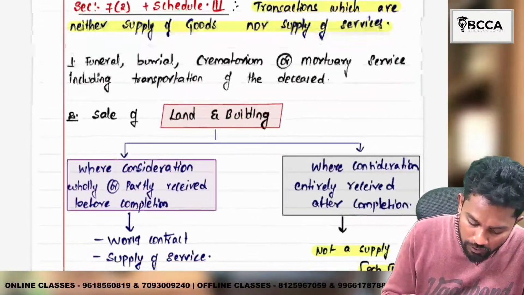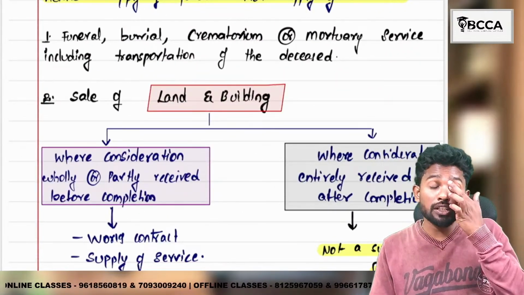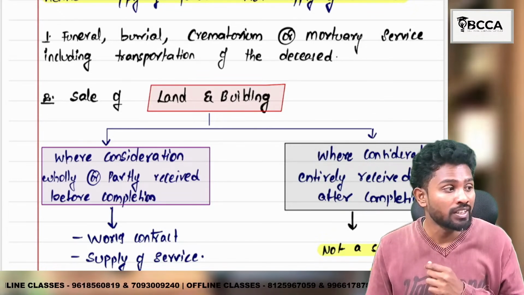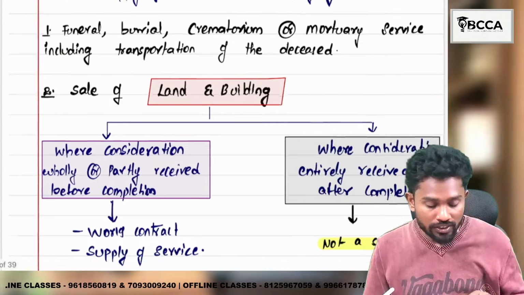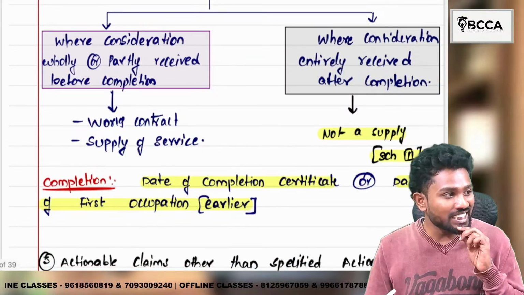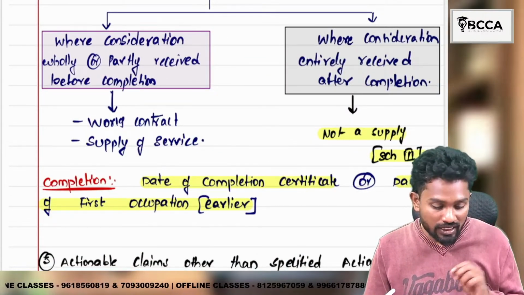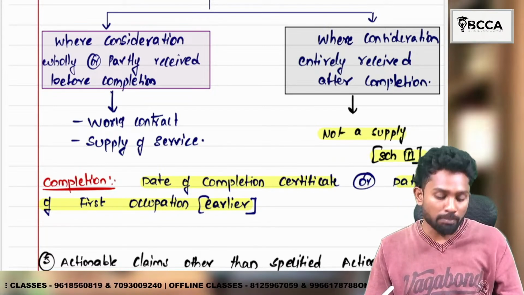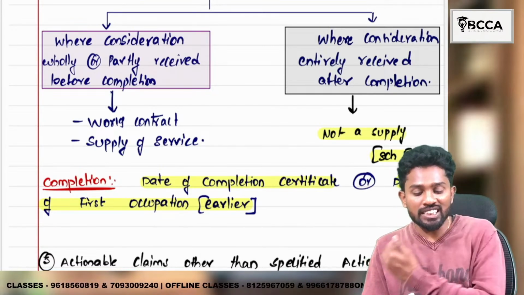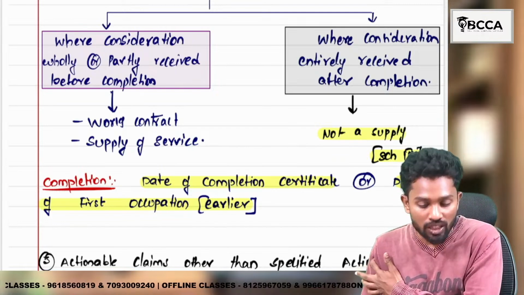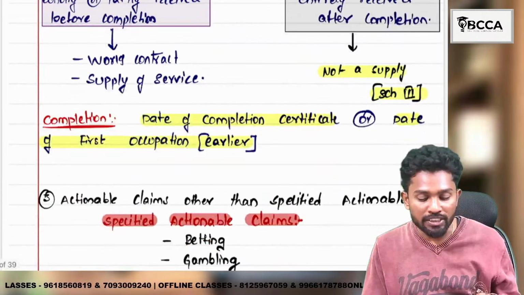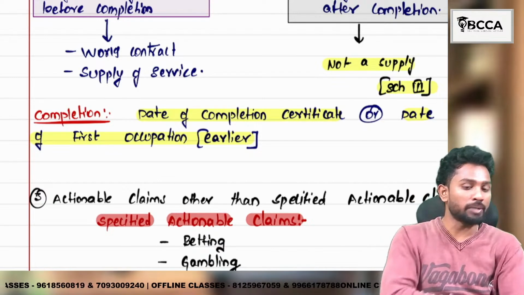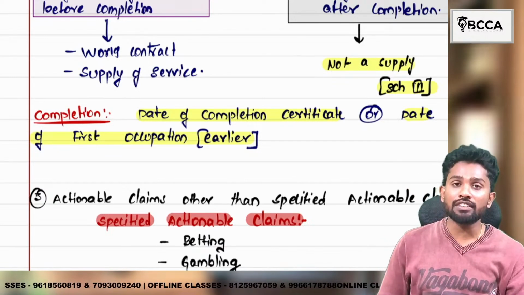So once again, quickly, the first one is funeral, burial, crematorium services or mortuary services, including transportation of the deceased. Second is sale of land and building, where the consideration is received wholly or partly before completion. It's a works contract supply of service; where the consideration is entirely received after completion, it is not a supply. Completion means the earlier of the date of completion or the date of first occupation.